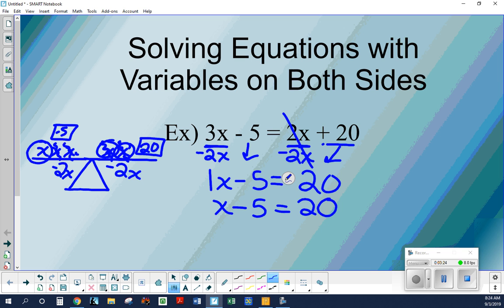Now, really, we just have a 1 step because there's only 1x left. So to get rid of this negative 5, we're going to add 5 to both sides because a minus 5 and a plus 5 will cancel out. And we get that x equals 25. And we're done because we've isolated x. So let's try that with a couple more examples.